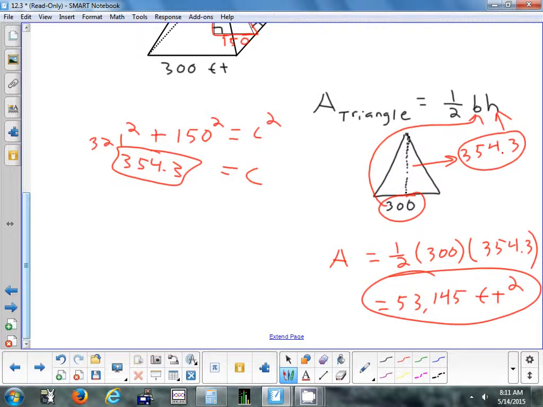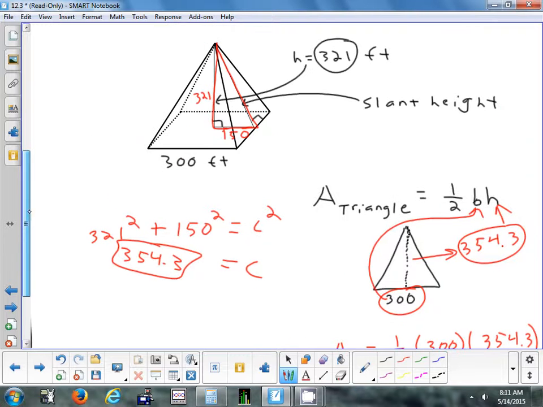So now if you can find the area of one lateral face, you can find the area of all four. Just quadruple that. Then you'd have all the lateral faces. And then if you wanted the base as well, it's 300 times 300. It's a square. Area of the square is length times width. So you could do it that way. You could find the area of a pyramid just by doing each face separately, or maybe we can come up with a faster way. Any questions on that?